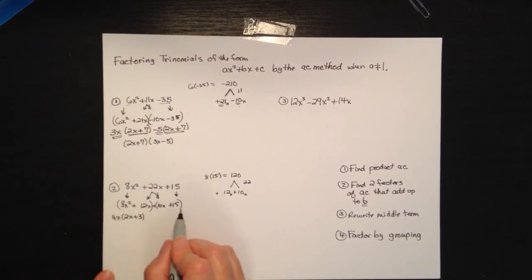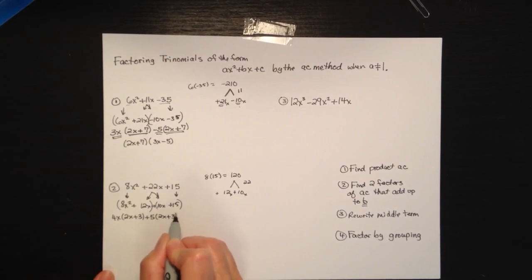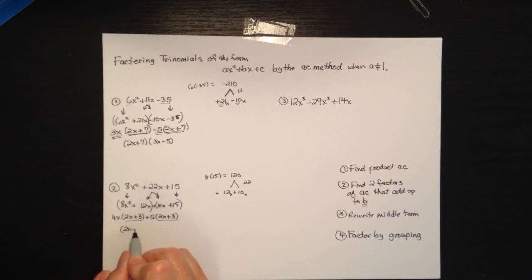Factor out the greatest common factor from 10x and 15. I see a 5. We're left with 2x plus 3. These terms match. So this factors into 2x plus 3 times 4x plus 5.